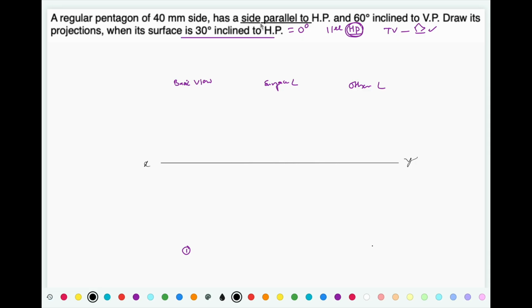This side is not resting in HP, but still it is parallel to HP. So this side is to be considered as a resting reference. So the side, which is a resting reference, that we are going to keep at the left. So this is going to be a pentagon. Let's say this is A, B, C, D and E. Project all the points for the front view.